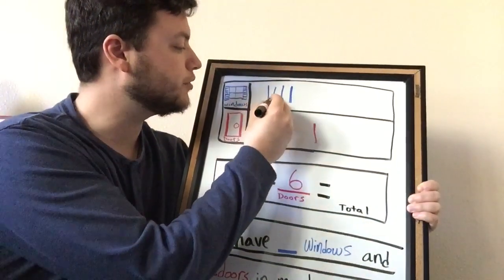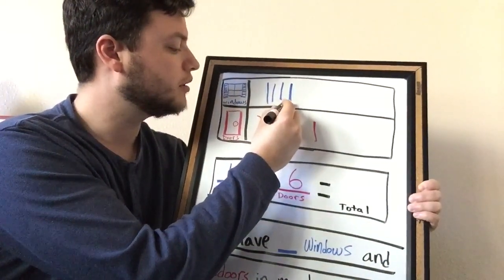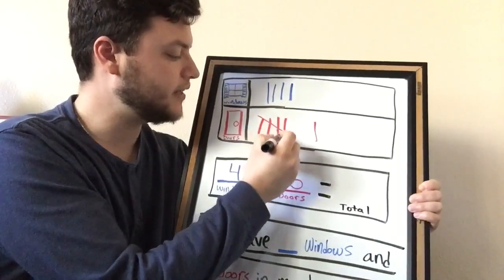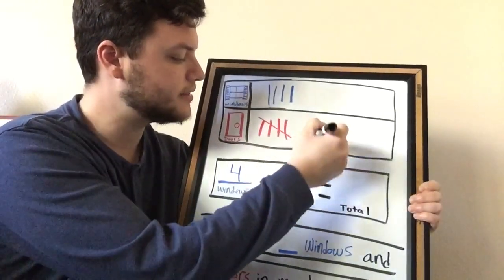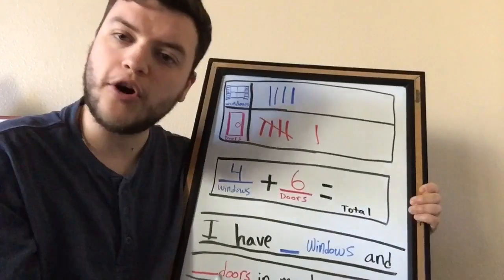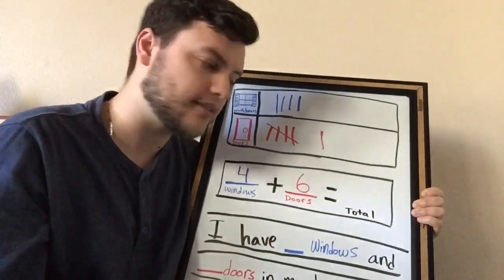So 1, 2, 3, 4, 5, 6, 7, 8, 9, 10. What was the total? 4 and 6 gets us to what?